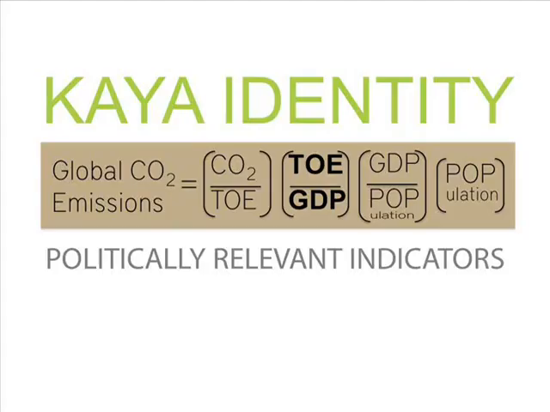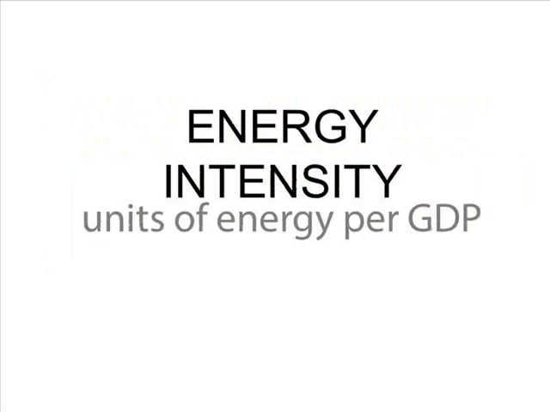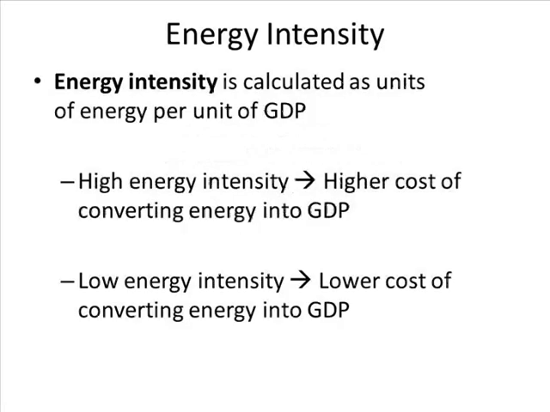Now, let us take a closer look at the second component of the Kaya identity: tons of oil equivalent over gross domestic product, in short TOE over GDP. This term is also known as the energy intensity. Energy intensity is a measure of the energy efficiency of a nation's economy. It is calculated as units of energy per unit of GDP. High energy intensity basically indicates a higher cost of converting energy into GDP, whereas low energy intensity indicates a lower cost of converting energy into GDP.